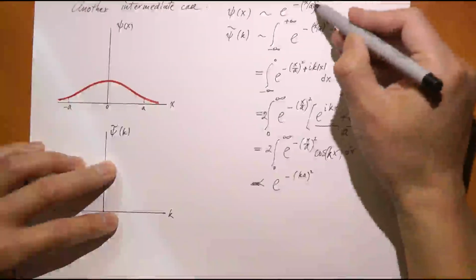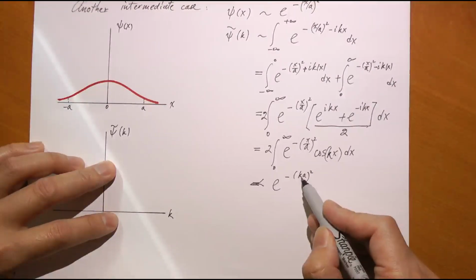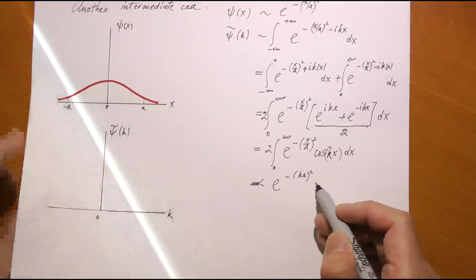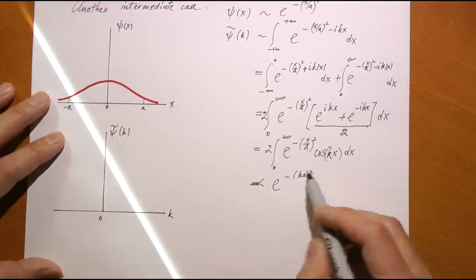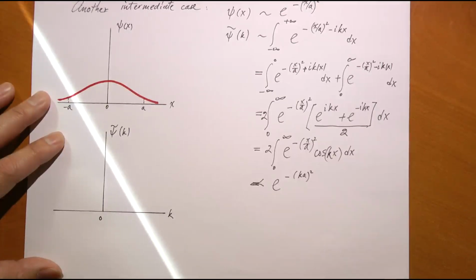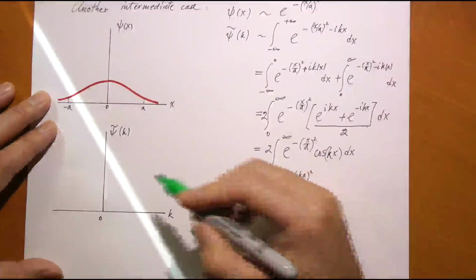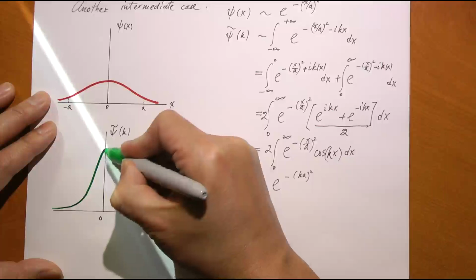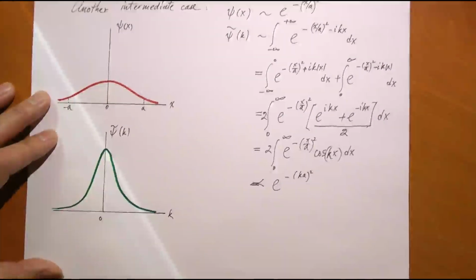Now remember, a has the unit of x, which is length, and k has a unit of 1 over length, so ka is a dimensionless number, which makes sense. So if you plot the functional form of the Fourier spectrum for this wave in k space, you're going to get something that looks like this. It's another bell curve in k space.